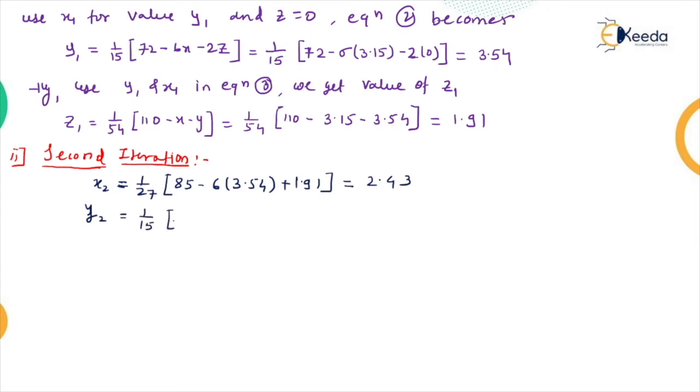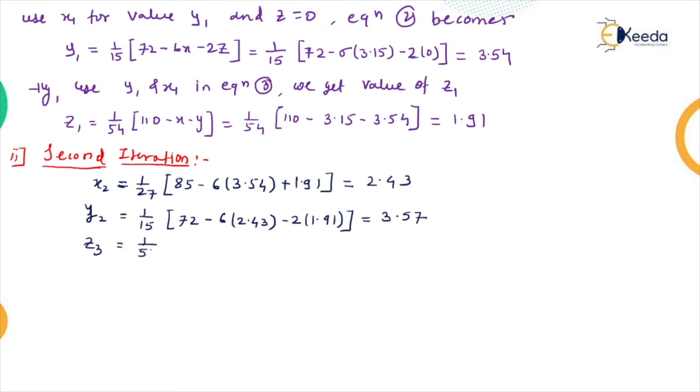Also you have to take the next iteration value of y2, which is 1 upon 15 in a bracket, and you have to use the recent values, that is 72 minus 6 into the recent value of x2, 2.43, bracket complete, and minus 2 into the recent value of z, which is 1.91. So you do the calculation here. After the calculation you get the value for y2 as 3.57.